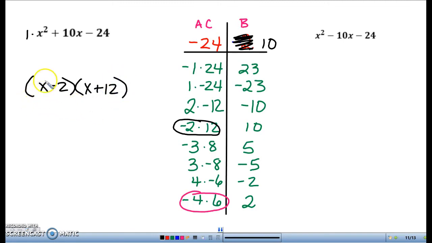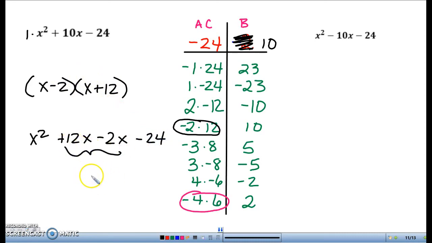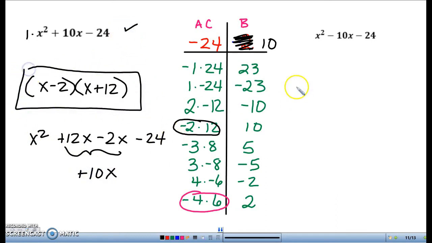Now watch when you check with FOIL. Front two terms gives me x squared. My outside two terms gives me a positive 12x. Inside two terms is minus 2x. Last two terms gives me the negative 24. When you combine like terms, your outsides and your insides, you get your positive 10x. X squared plus 10x minus 24. Definitely double check your answer.